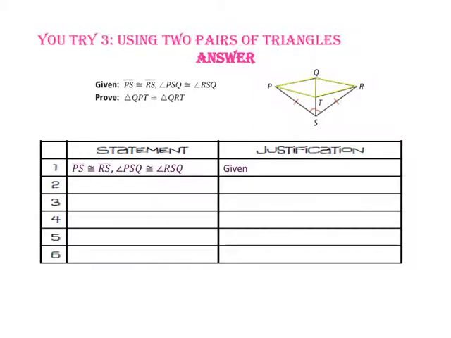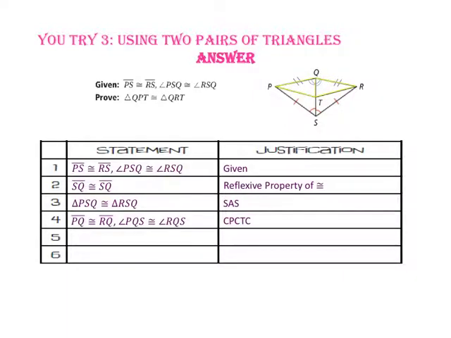By the reflexive property of congruence, segment SQ is congruent to segment SQ. By side angle side, we know that triangle PSQ is congruent to triangle RSQ. Since corresponding parts of congruent triangles are congruent, we know that side PQ is congruent to side RQ and angle PQS is congruent to angle RQS.